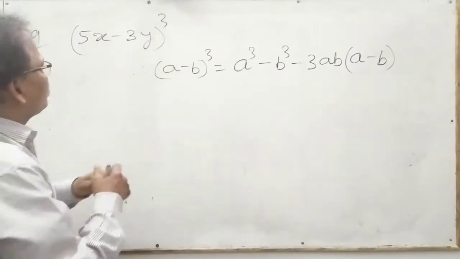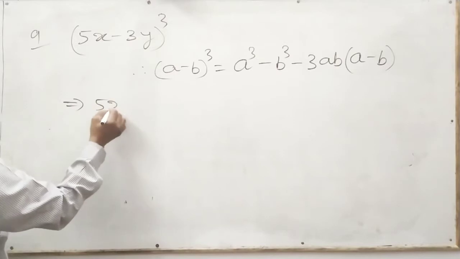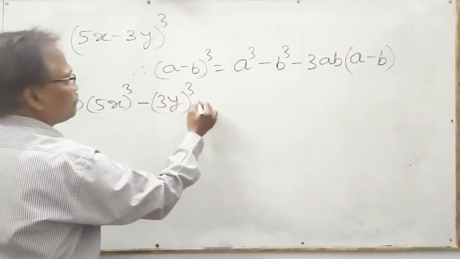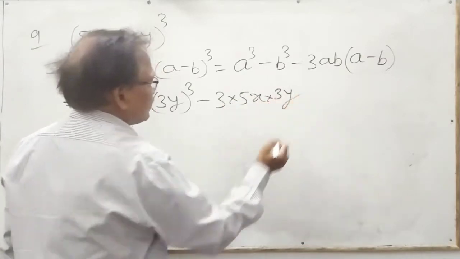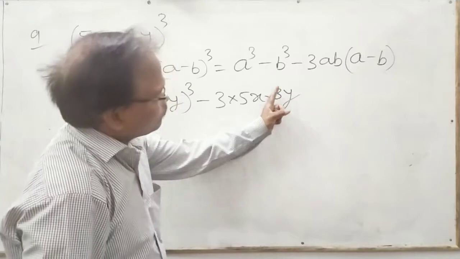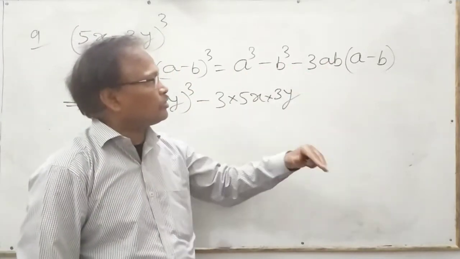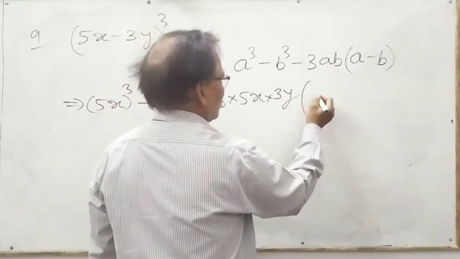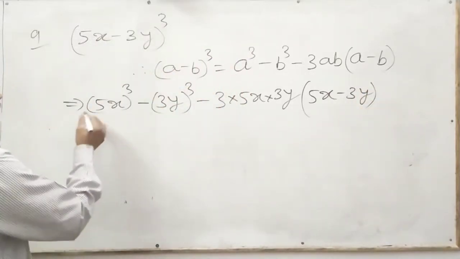Now apply this formula. So what you will get in place of a, 5x whole cube minus 3y whole cube minus 3 into 5x into 3y. Don't put the minus sign again क्योंकि ये फॉर्मूला ही माइनस का चलता है. तो don't put the minus sign again. Don't take the minus sign again with b because this is the formula of minus sign. Minus 3y. What you will get?